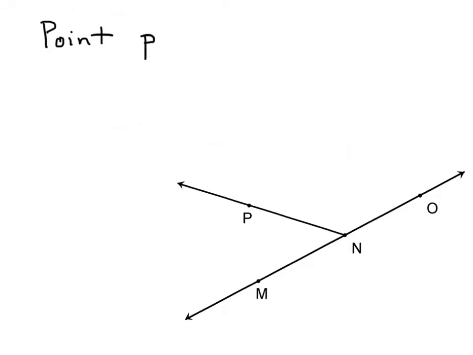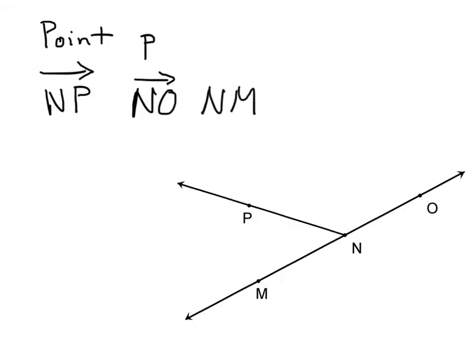Okay, so hopefully you paused the video and you're ready to move on. So if we were talking about the different rays on this figure, one of the rays that we could label would be ray NP. And we would label that with an NP with an arrow on the top, and that would be one of our rays. And we can see that from right here on the graph. Remember that we start with the beginning point and move toward the arrowhead as we name it. A couple of the other rays would be ray NO and ray NM. So those are the 3 different rays that we have.